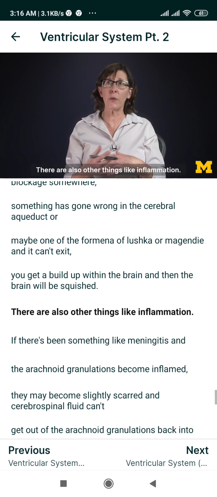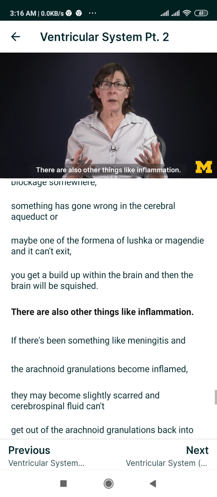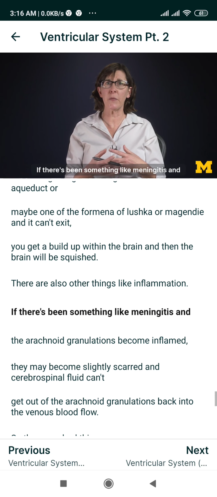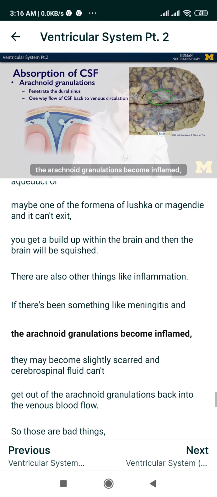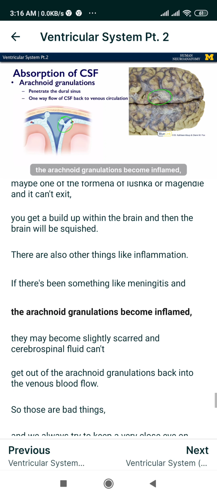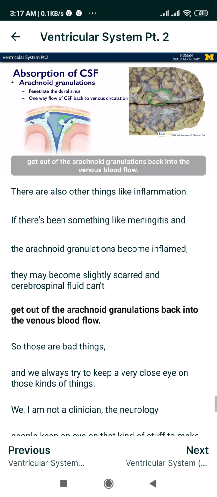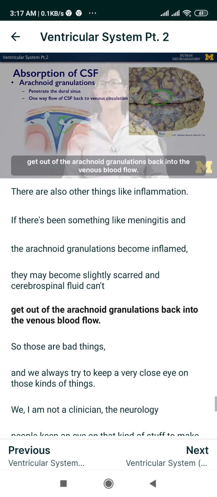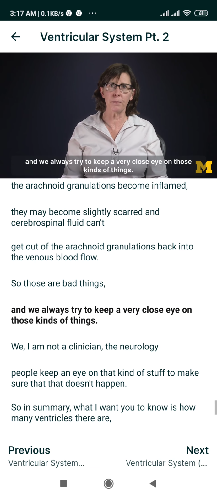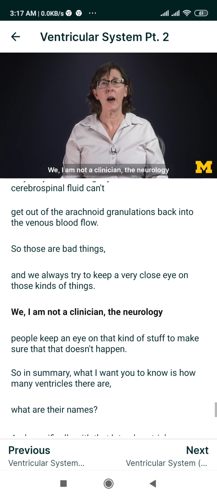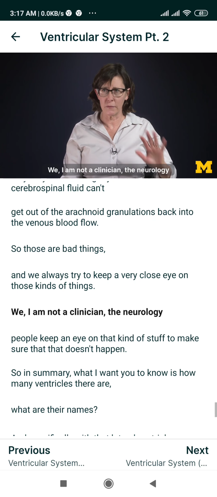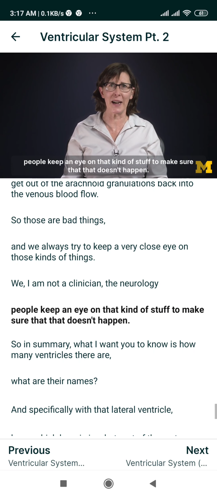There are also other things like inflammation. If there's been something like meningitis and the arachnoid granulations become inflamed, they may become slightly scarred, and cerebrospinal fluid can't get out of the arachnoid granulations back into the venous blood flow. So those are bad things, and we always try to keep a very close eye on those kinds of things. I'm not a clinician. The neurology people keep an eye on that kind of stuff to make sure that doesn't happen.